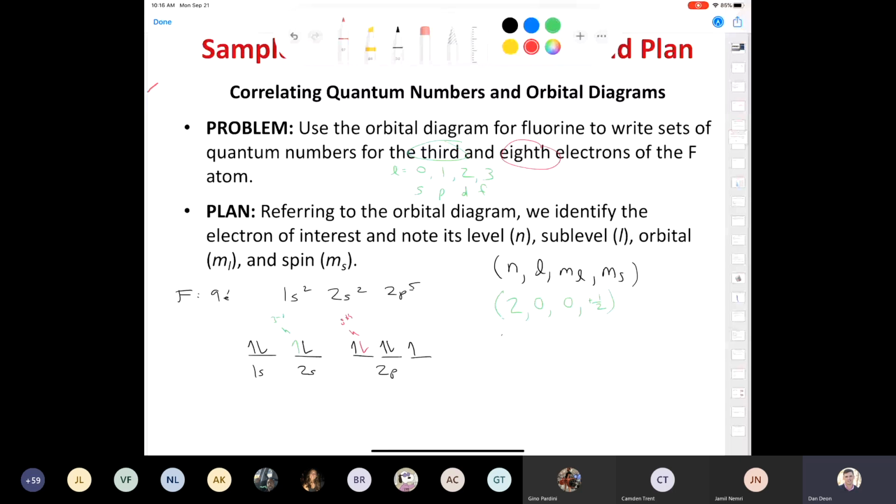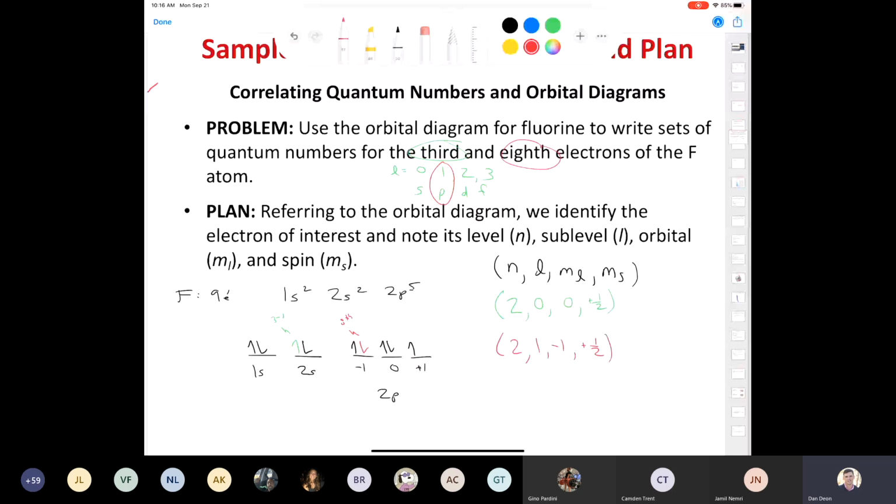Okay, so for the 8th one, we have our N equal to 2. We have our sublevel is P, and so that means that our L is going to be equal to 1. So let's put that in. Now, something that I haven't pointed out is that when you have the orbitals, the ML values go like this. If I have an L equal to 1, my ML values are going to be -1, 0, and +1. This represents the 3 orbitals. Since it's in the first one, it's going to be -1, and then the last one says +1. The arrow is pointing up, so that's going to be +1/2, like that.